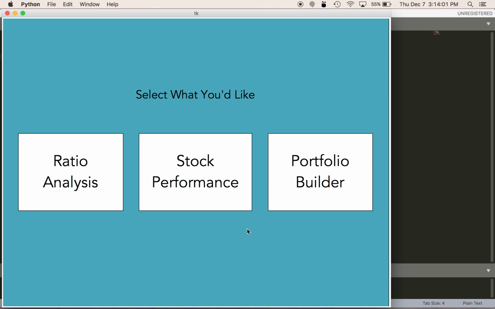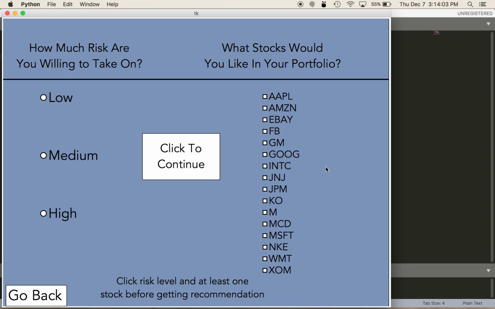So the last part and the most interesting part of the project would be the portfolio builder. If you're a user, you can put in your metrics, which stocks you want in your portfolio, and how much risk you want, and it'll create a portfolio for you.